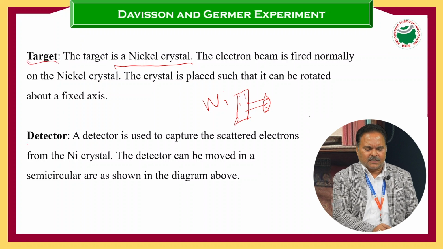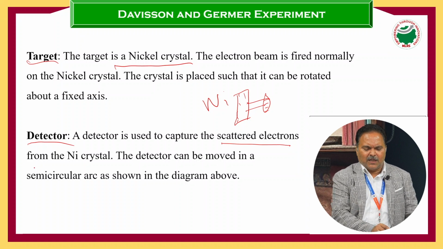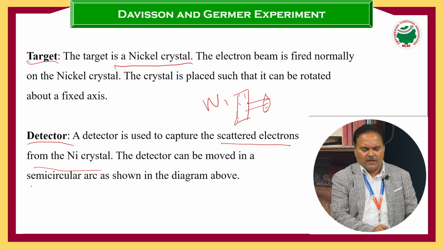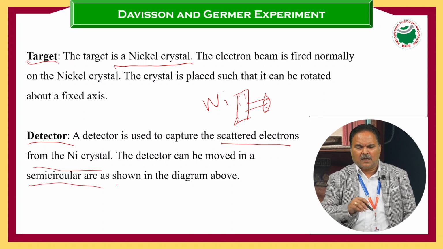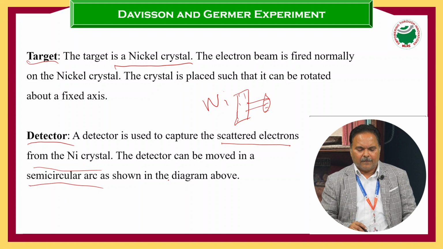The next one is the detector. This detector is used to capture the scattered electrons. Because the beam is incident on a single crystal, the electrons will be scattered, and the detector detects the scattered electrons from the nickel crystal. The detector moves in a semicircular arc. It is not a continuous 360 degrees, only some angle, as shown in the diagram. These three parts are required for the Davisson-Germer experiment.